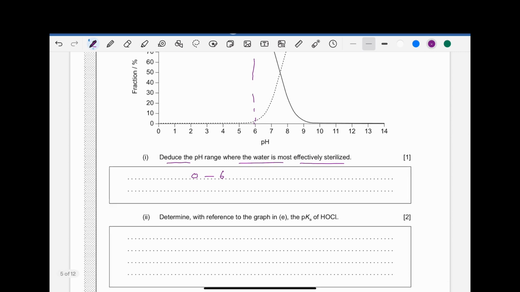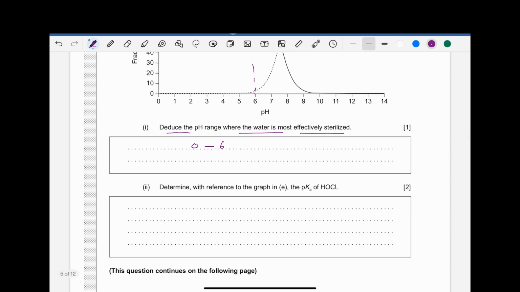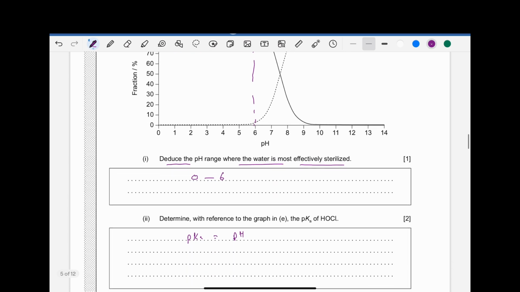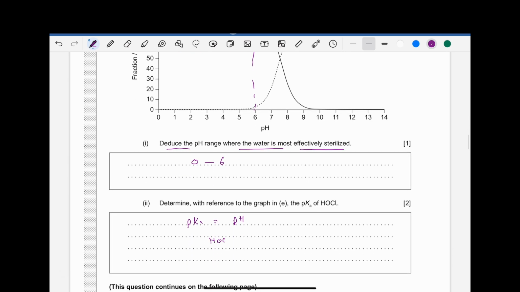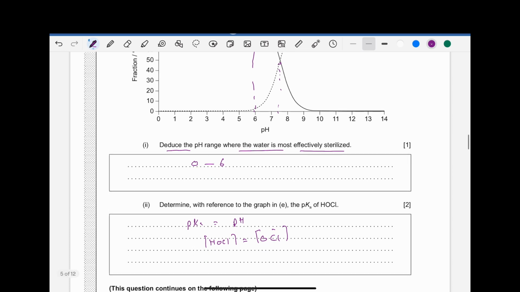Determine, with reference to the graph in E, the pKa of HOCl. pKa is equal to pH at the half neutralization point. So we're looking for the point where HOCl concentration is equal to OCl minus concentration, and that is where they both cross, and that seems like pH 7.5.